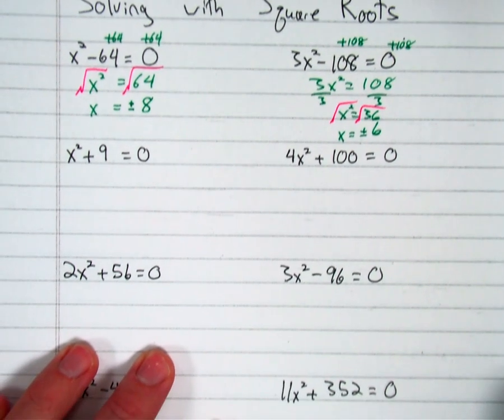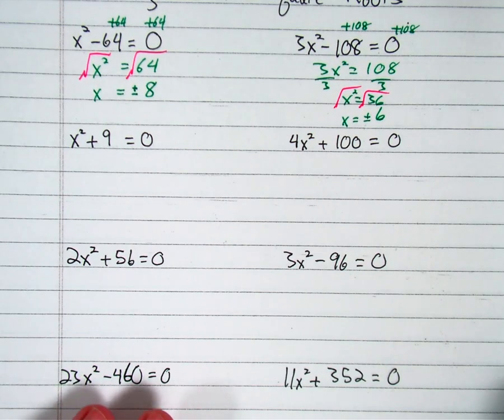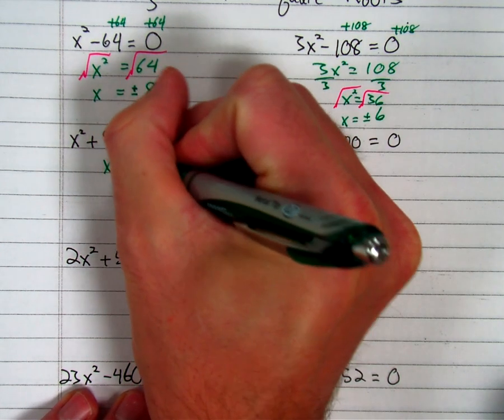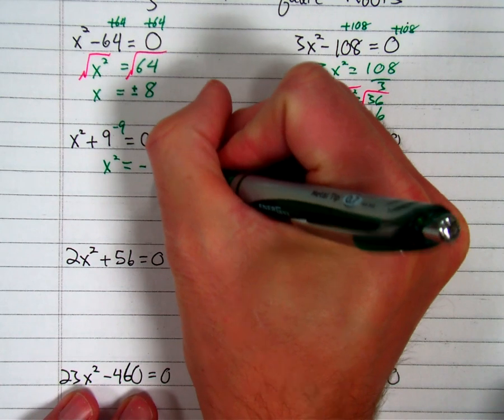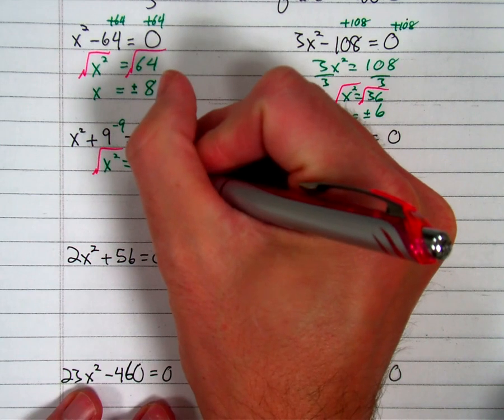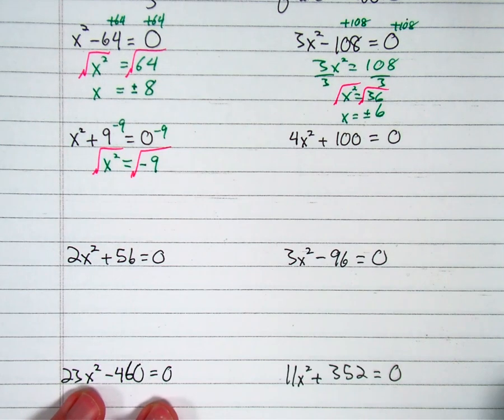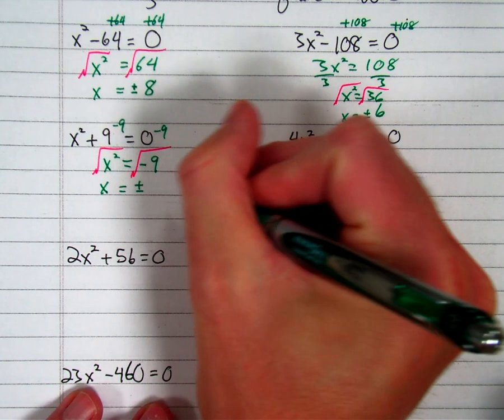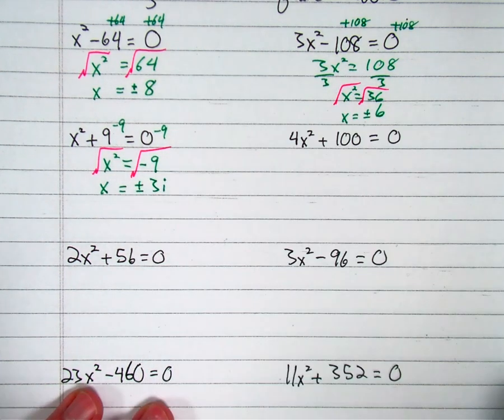Let's go down to the next two, and we're going to bring back the i's from yesterday. x squared equals negative 9. Now we're going to square root, and if you didn't watch yesterday's video, or you weren't in class yesterday, you're going to think this is impossible. But we learned about imaginary numbers yesterday in class, and x is going to equal plus minus 3i. Imaginary 3. See, it's not that bad. You just put the i behind it.